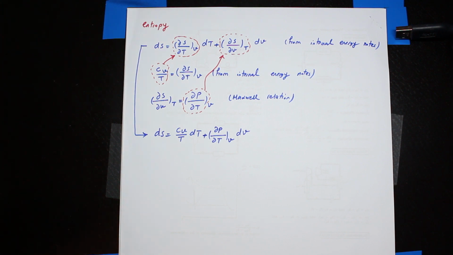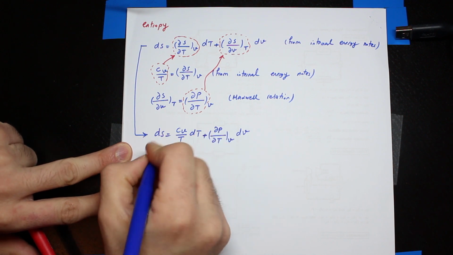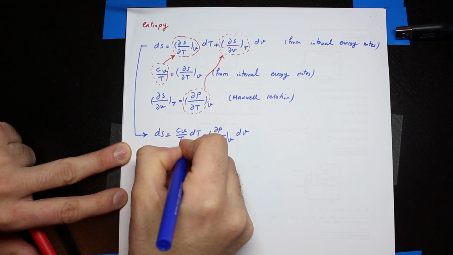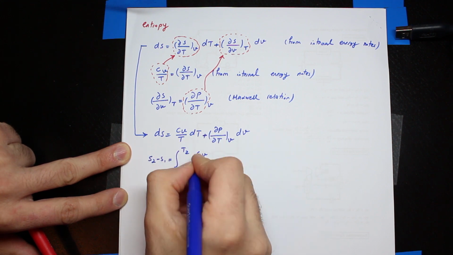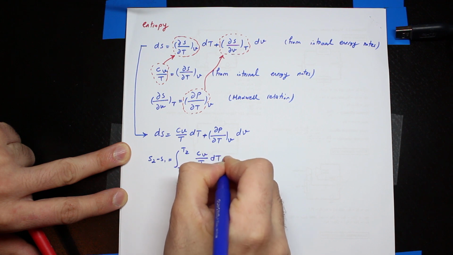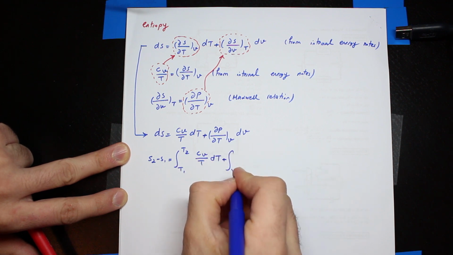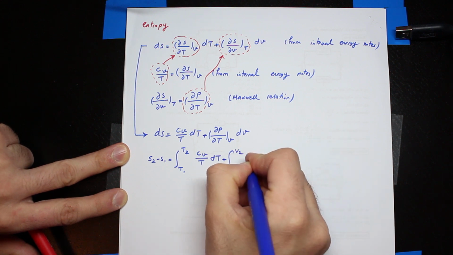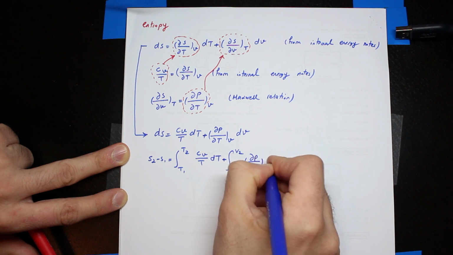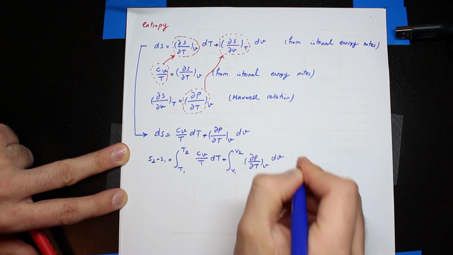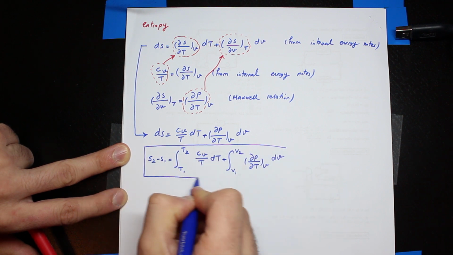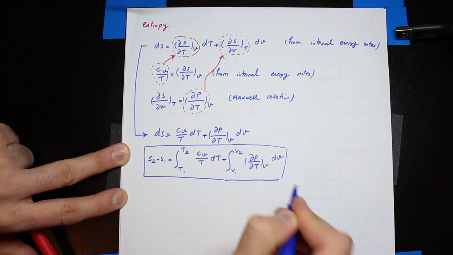For the next step, all I'm going to do is get the integral, because by getting the integral, I would have S2 minus S1 equal to the integral from T1 to T2 of Cv over temperature dT, plus the integral from volume 1 to volume 2, and these are specific volumes, by the way, of partial P partial T constant volume dv. So this is the equation I was looking for for the entropy changes.